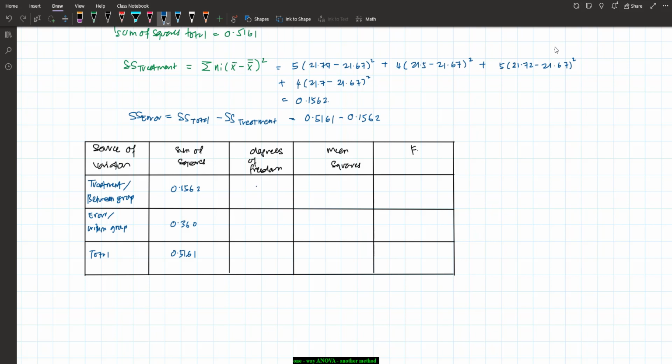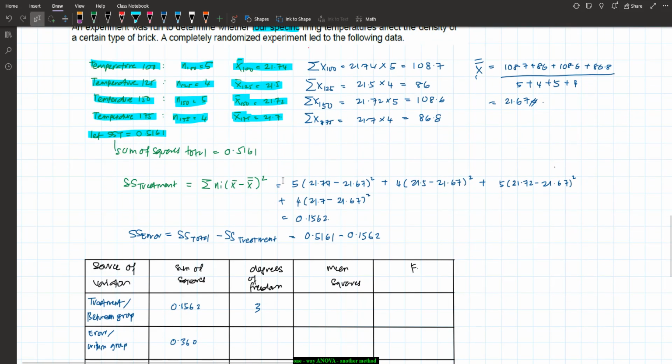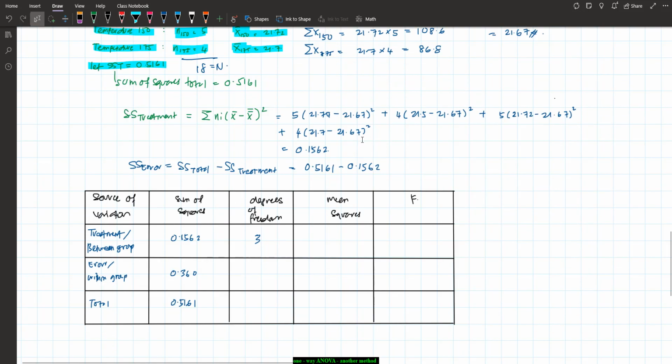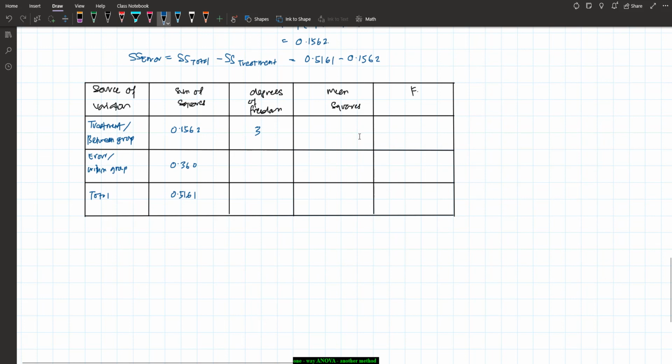We have 4 treatments, so the degrees of freedom for treatment should be k minus 1, 4 minus 1, which is equal to 3. How many observations do we have? We have capital N equal to 18, so N minus 1 equals 17. For error, it should be N minus k, so 18 minus 4 equals 14, or we can simply subtract the degrees of freedom for treatment from the total.